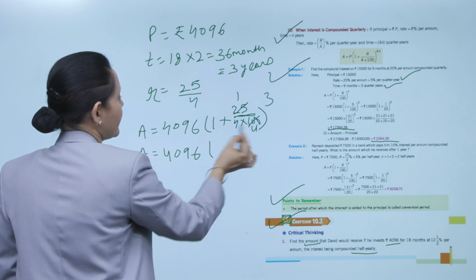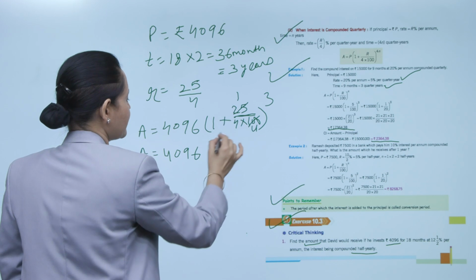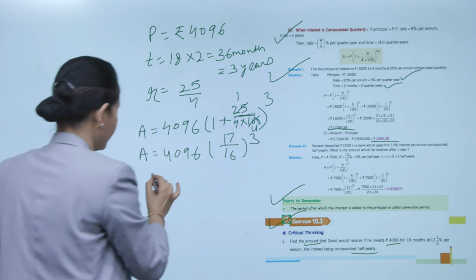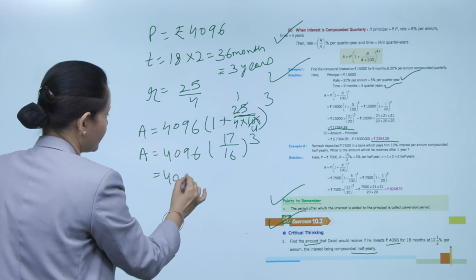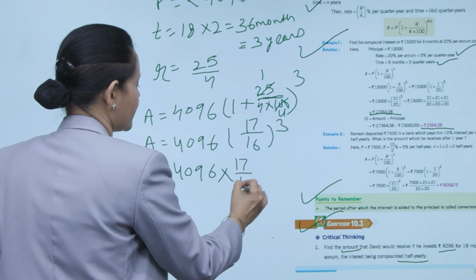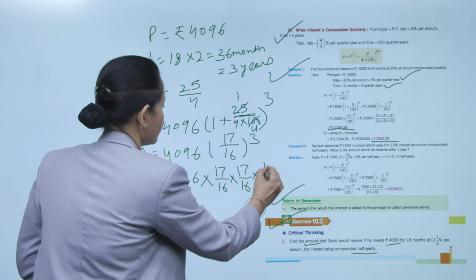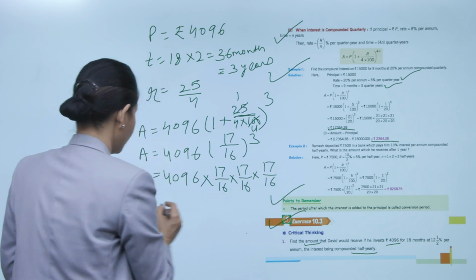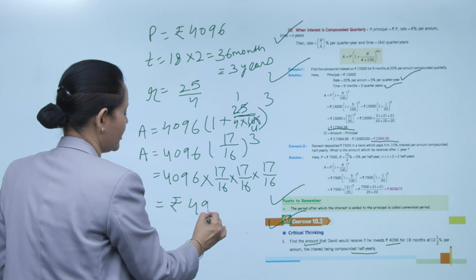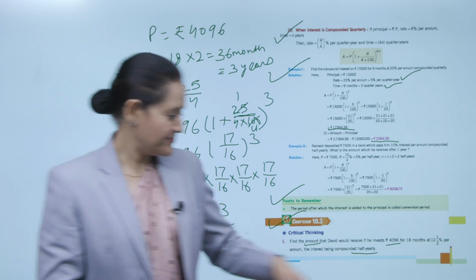This will become 4 4 16, 1/16, so it becomes 16 + 1, 17/16 to power 3. So that equals 4096 multiplied by 17/16 multiplied by 17/16 multiplied by 17/16. So that equals rupees 4913. That is the amount. Clear?